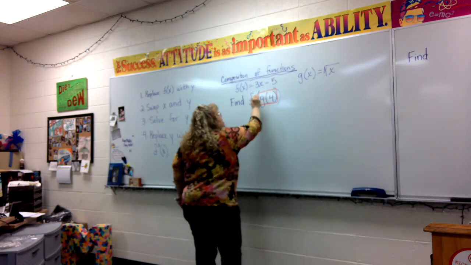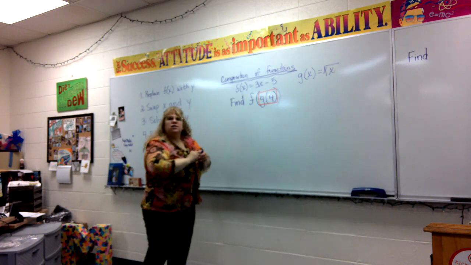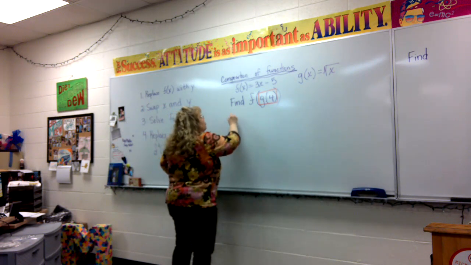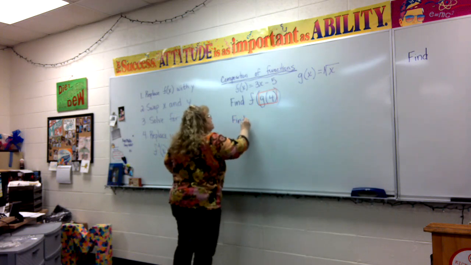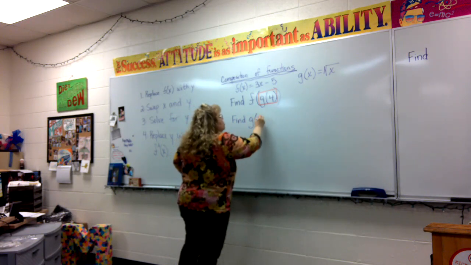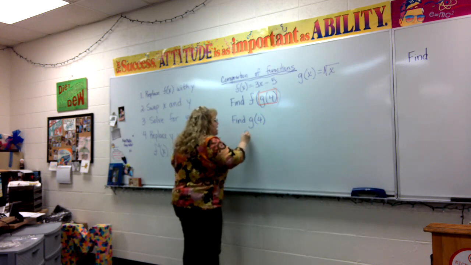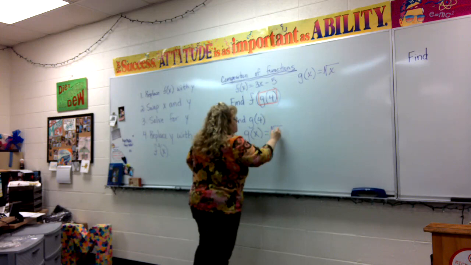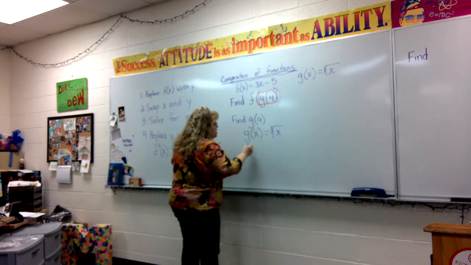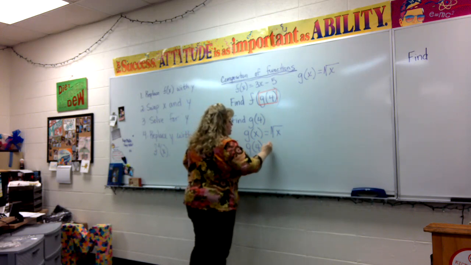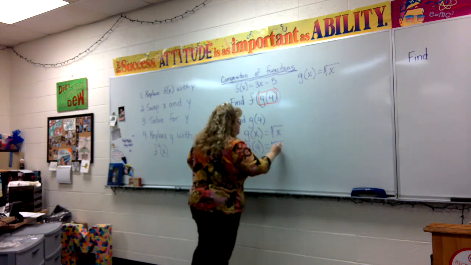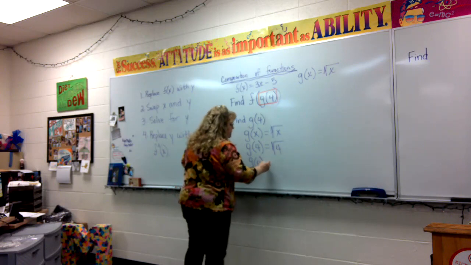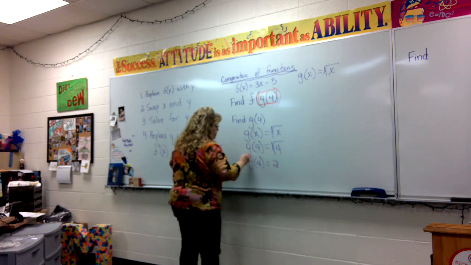So I'm going to start right there with g of 4. The first thing you're going to need to do is find g of 4. That means start with the g function, and where you see an x, you shall put a 4. We just did that. What is g of 4? 2.